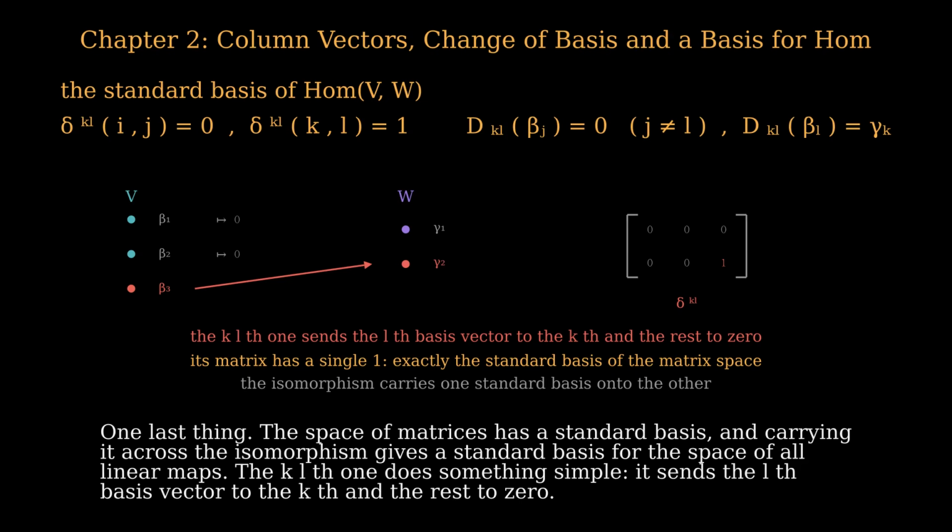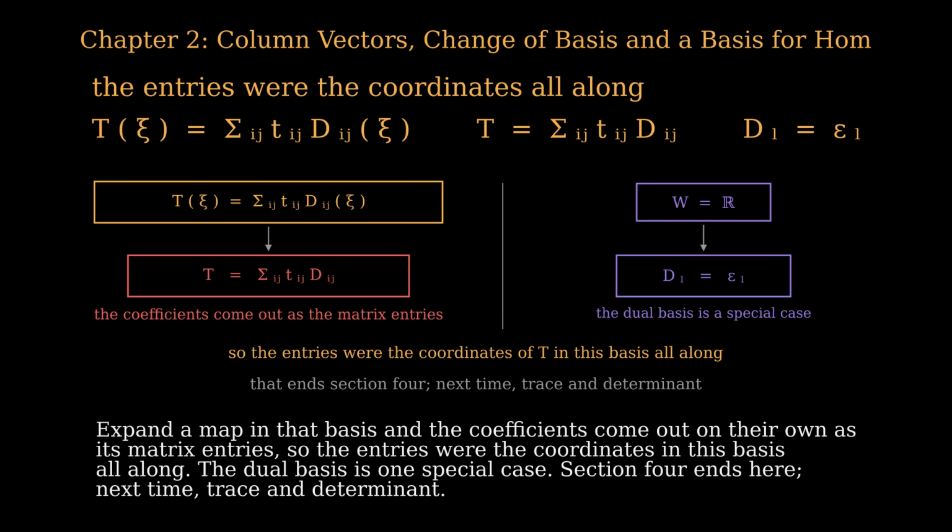One last thing. The space of matrices has a standard basis, and carrying it across the isomorphism gives a standard basis for the space of all linear maps. The k-l-th one does something simple. It sends the l-th basis vector to the k-th and the rest to 0. Expand a map in that basis, and the coefficients come out on their own as its matrix entries, so the entries were the coordinates in this basis all along. The dual basis is one special case. Section 4 ends here. Next time, trace and determinant.